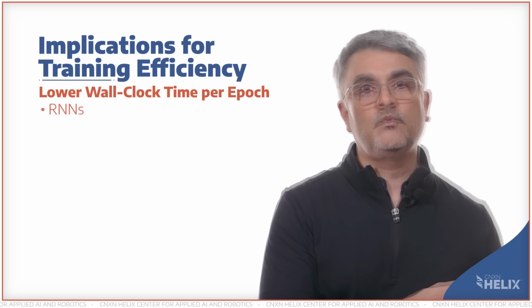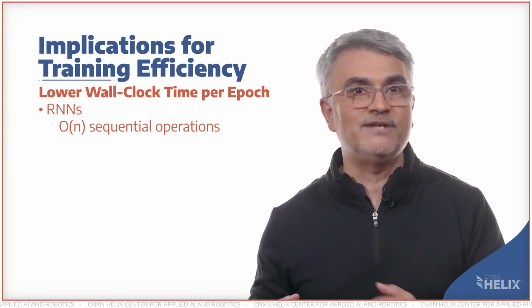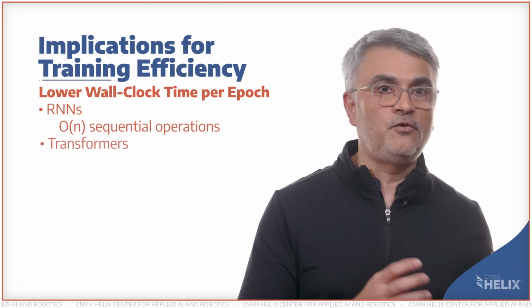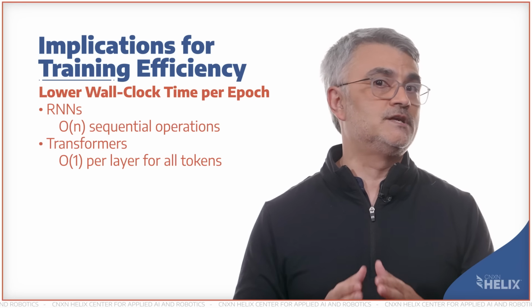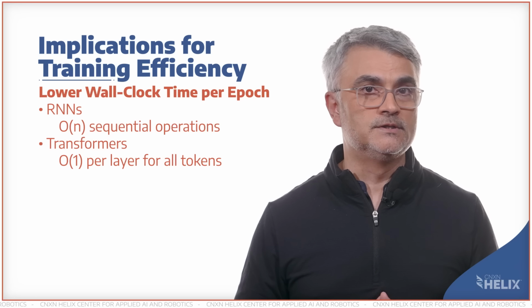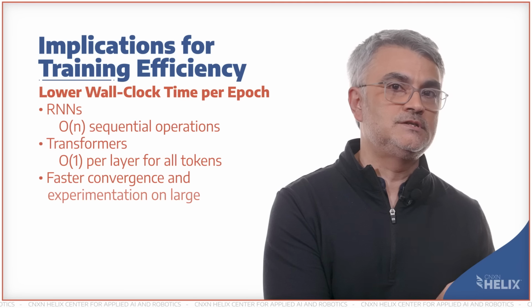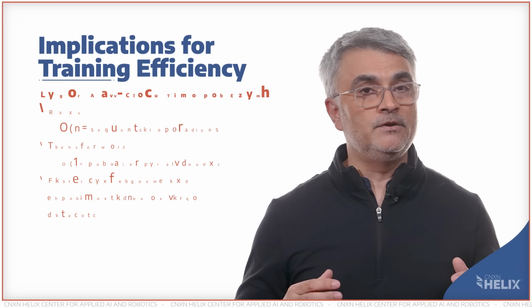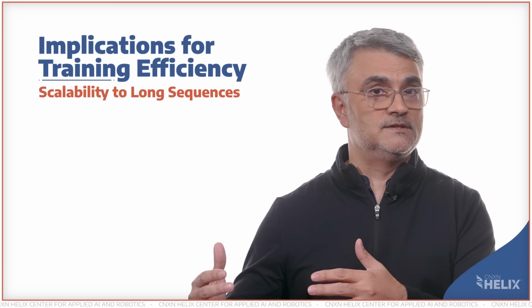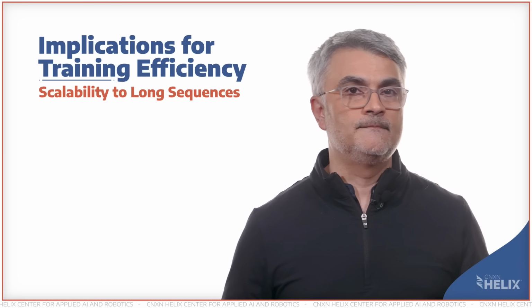There's also a lower wall clock time per epoch. So RNNs require O(n) sequential operations, whereas transformers compute all tokens in O(1) sequential steps per layer. This is a huge gain in throughput. It enables faster convergence and experimentation on large data sets. There's also scalability to long sequences, with certain caveats.